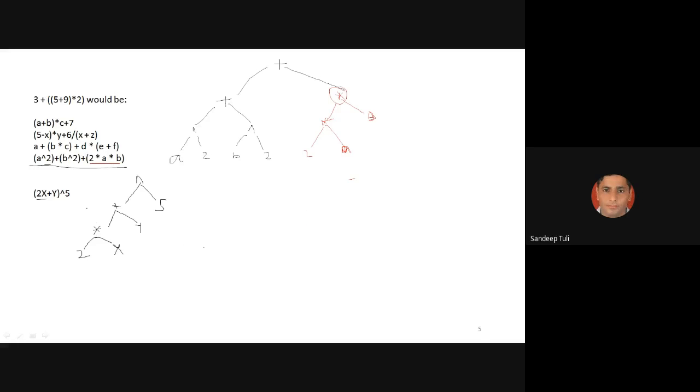So, minus. Can anyone solve this one: 5 minus x star y plus 6 divided by x plus z? Solve it quickly, anyone. I am giving you 1 minute and I will ask a random student.